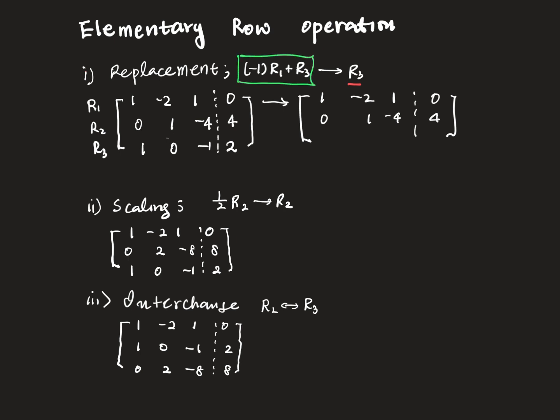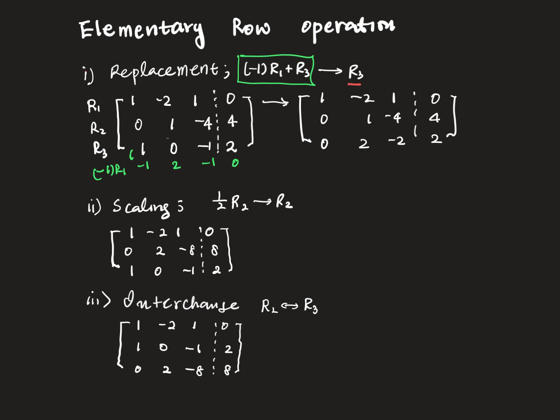You multiply R1 by -1. R1 times -1 gives -1, 2, -1, 0, and add to R3. So you have 0, 2, -2, and 2. That's the replacement of R3. Scaling is when you multiply one row by a non-zero number.